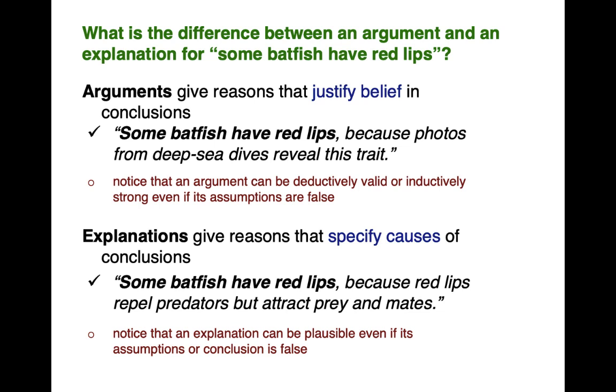Some batfish have red lips because red lips repel predators but attract prey and mates. That's an explanation. Is it true? It doesn't matter at this point. An explanation can be plausible, can account for data, even if its assumption or even if its conclusion is false. It might not be the case that batfish or any batfish have red lips. The idea here, though, is that what could explain it is that those lips have a function.